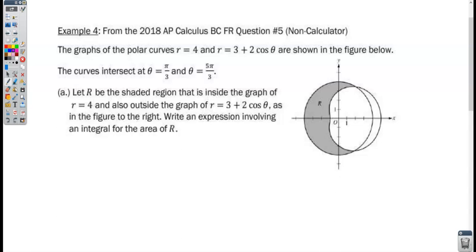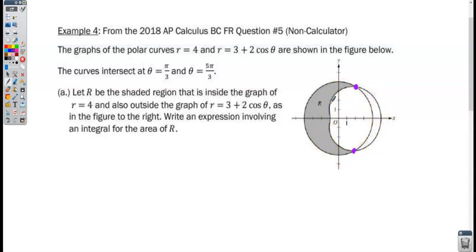The graphs of the polar curves r equals 4 and r equals 3 plus 2 cosine of theta are shown in the figure below. The curves intersect at theta equals pi over 3, which is this intersection point right here, and theta equals 5 pi over 3, which is this intersection point right here. Let R be the shaded region that is inside the graph of r equals 4, so it's inside this circle, and also outside of the graph of r equals 3 plus 2 cosine of theta.